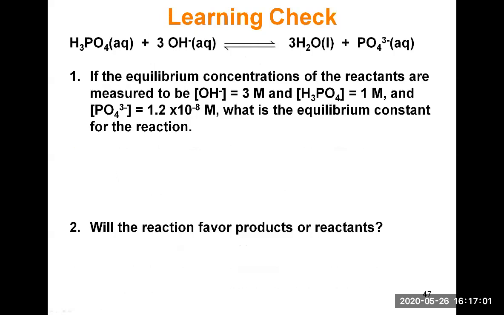So let's do another learning check with this new chemical equation that has phosphoric acid H3PO4, in aqueous solution, plus 3 OH minus, the hydroxide ion, also in aqueous solution, which is in equilibrium with 3 molecules of water as liquid, plus the phosphate ion, PO4 negative 3, and they are aqueous because they are dissolved in water.